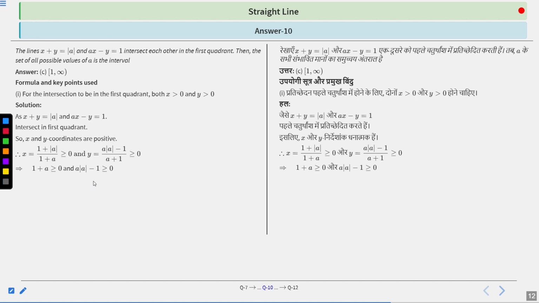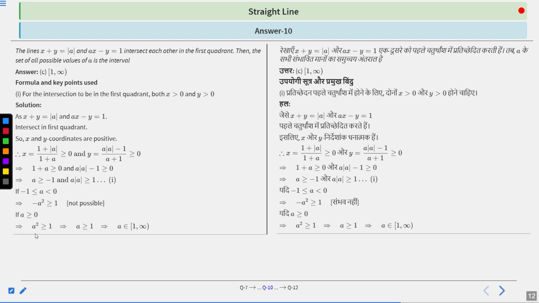Got it? Therefore, 1 plus a should be greater than 0 and a mod a minus 1 greater than or equal to 0. So a is greater than minus 1 and a mod a is greater than or equal to 1. Right? So a belongs to negative 1 to 0. Therefore, minus a square greater than or equal to 1 is not possible, right? Now, if a is greater than 0, that means a square should be greater than or equal to 1 and a should be greater than or equal to 1. Therefore, a belongs to 1 to infinity is the right interval. Got it? So option C, 1 to infinity, is the right option. Clear?